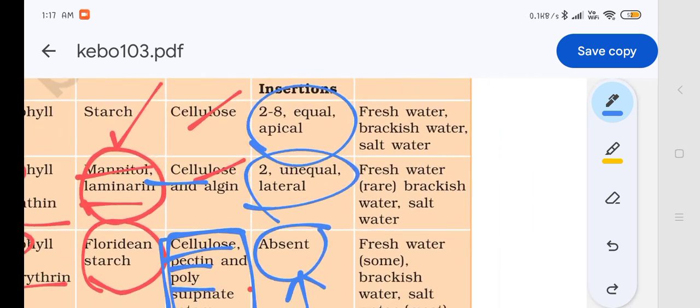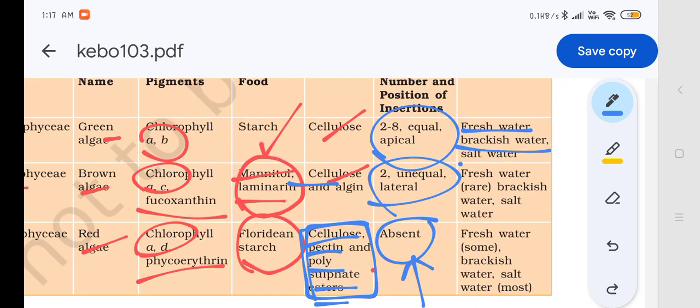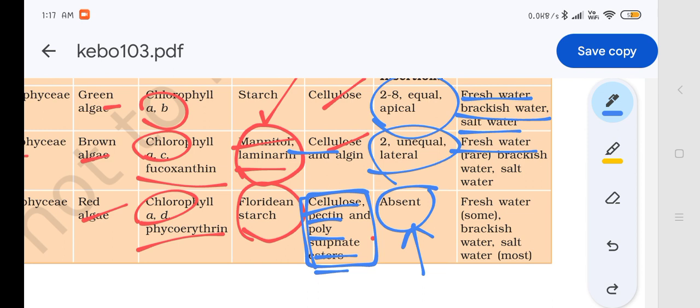Habitat: freshwater, brackish water, saltwater. Freshwater rarely, freshwater some, saltwater most, and brackish water.